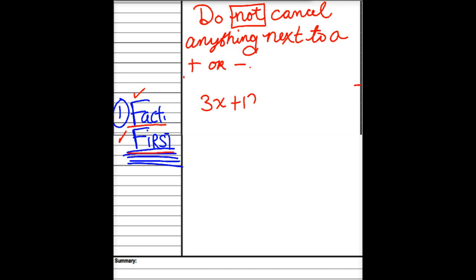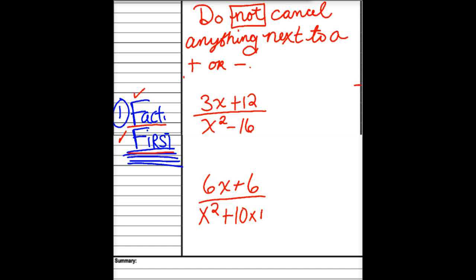3x plus 12 over x squared minus 16. We're going to do that one in a bit. And then we're going to do 6x plus 6 divided by, and on the bottom we'll put x squared plus 10x plus 9. I'm going to keep a lot of things with pluses in them today just to get the process down, but let's go take a look.